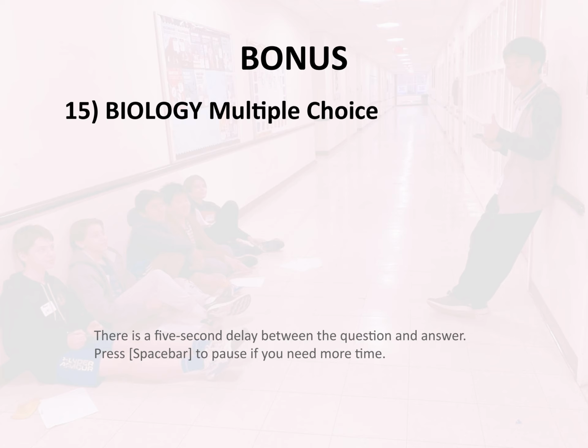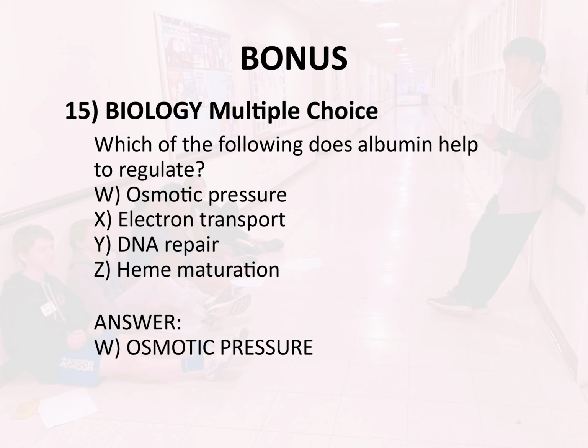Bonus 15. Biology. Multiple choice. Which of the following does albumin help to regulate? W. Osmotic pressure. 10. Electron transport. Y. DNA repair. Z. Heme maturation. Answer. W. Osmotic pressure.